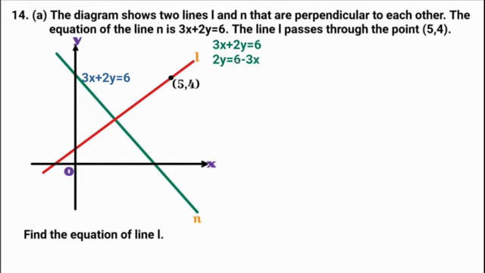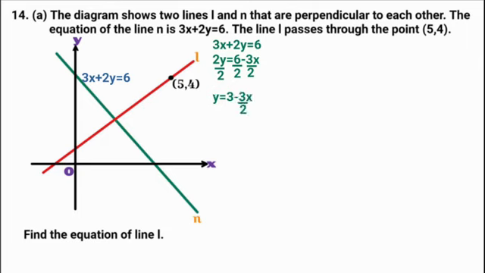Now we need to make y the subject of the formula. That means we're going to divide all three terms by 2. So we divide 2y by 2, 6 by 2, and 3x by 2. Then 2y divided by 2 will give us y, 6 divided by 2 will give us 3, and negative 3x divided by 2 will be negative 3 over 2 x.